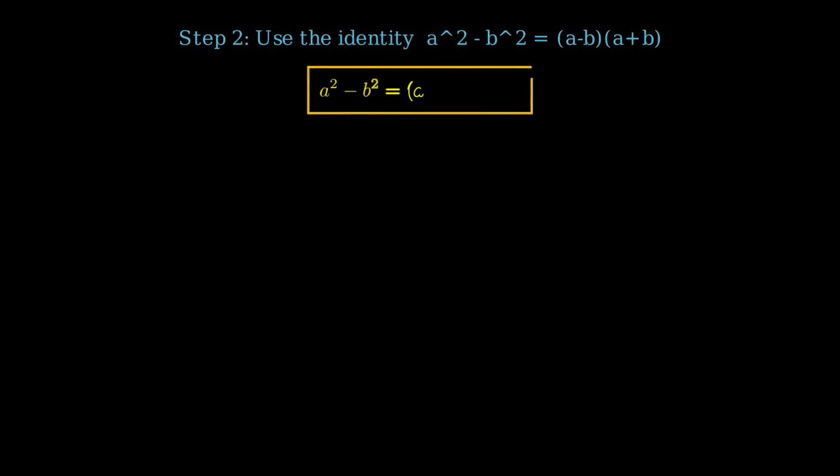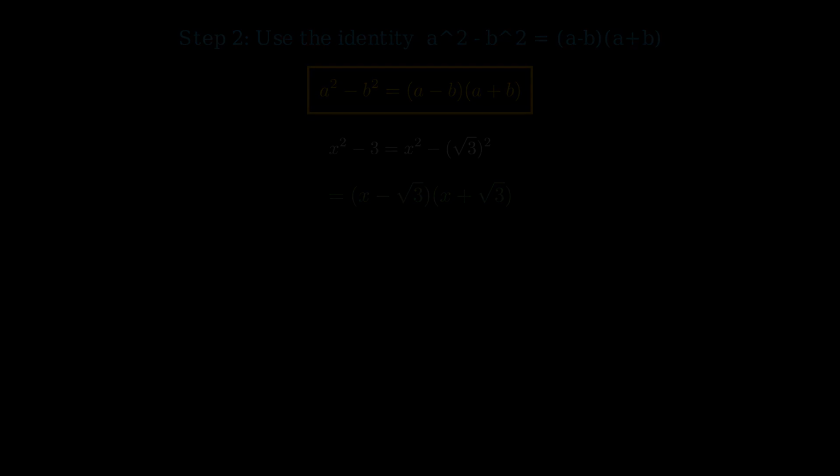Step 2. Use the algebraic identity for the difference of two squares, which states that a squared minus b squared equals a minus b times a plus b. We rewrite x squared minus 3 as x squared minus the square of root 3, since the square of root 3 equals 3. Applying the identity, x squared minus root 3 squared equals x minus root 3 times x plus root 3.